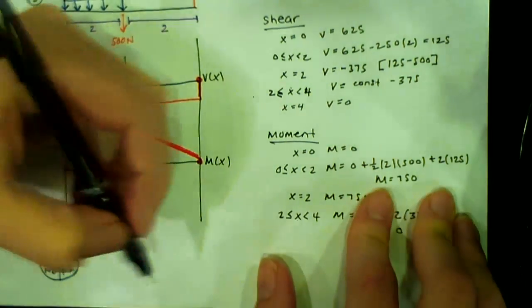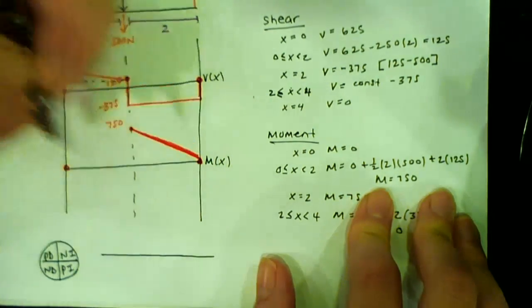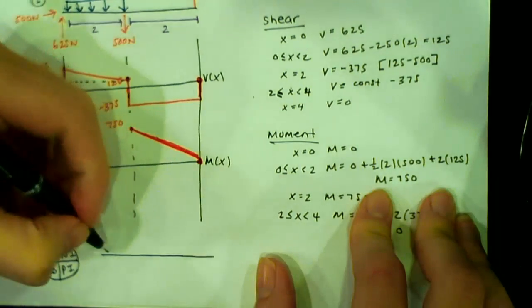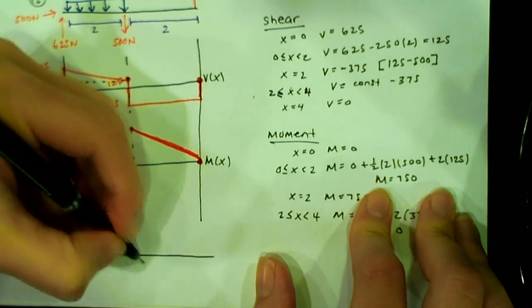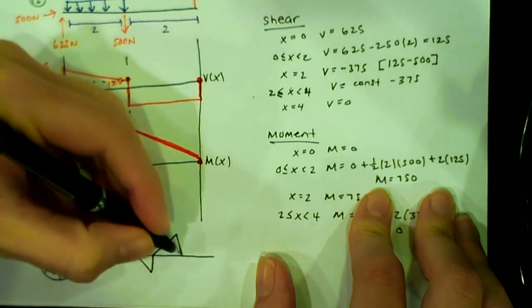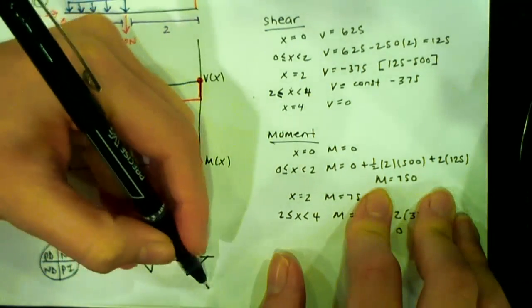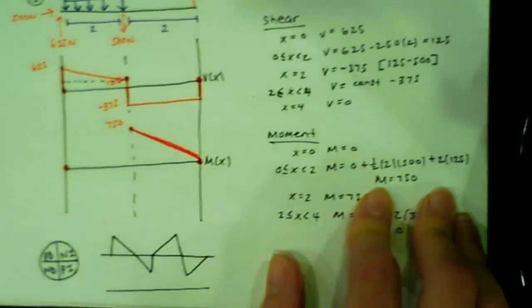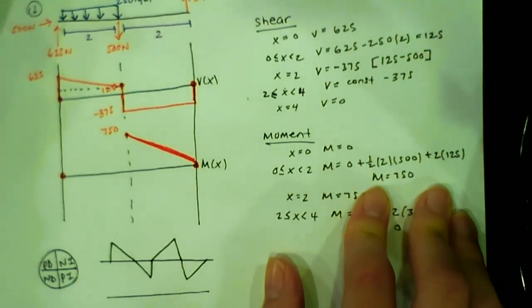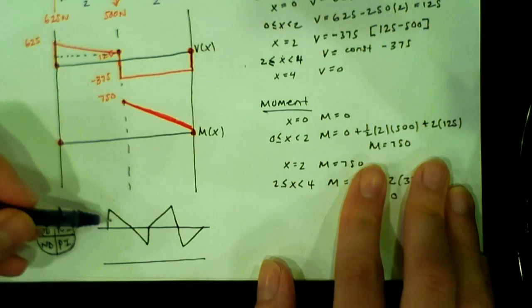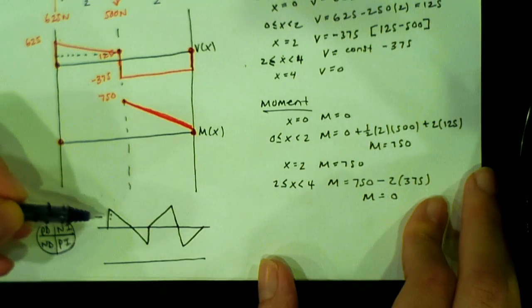So for example, it works for going from distributed load to shear. It works for going from shear to moment. So if I have something like that, and that. So here's how this works. I don't have enough space. Okay. So this shape right here, is that positive or negative?